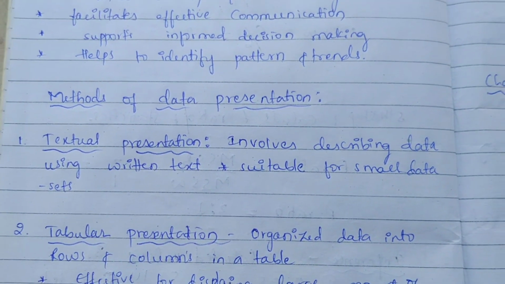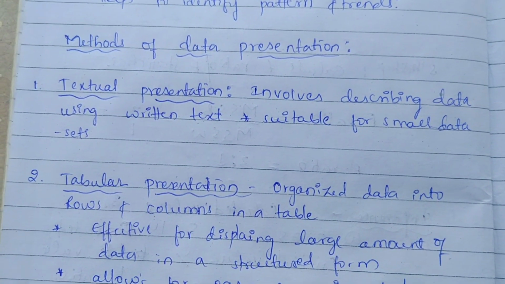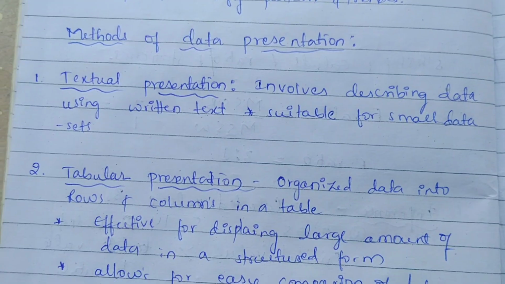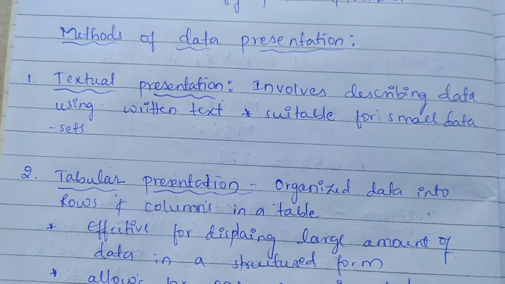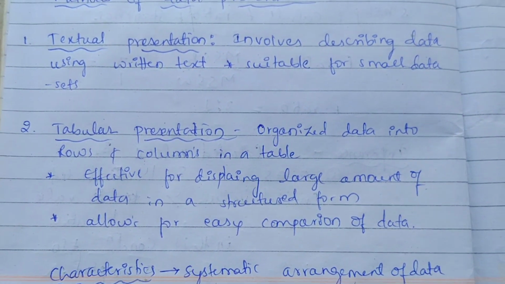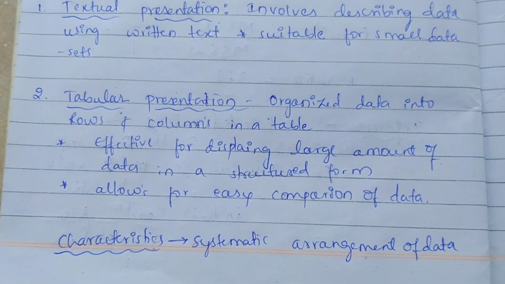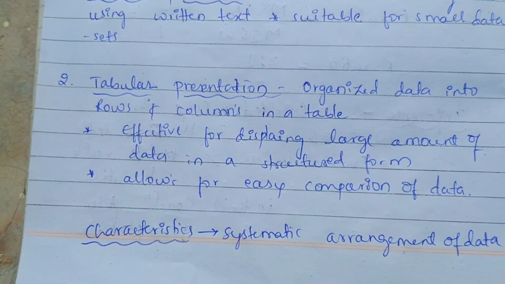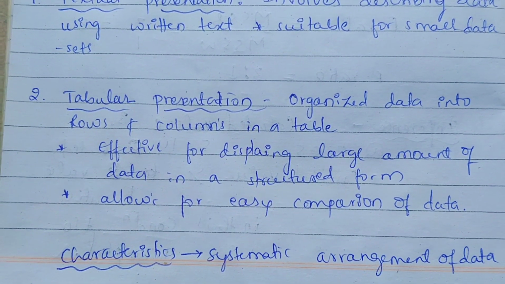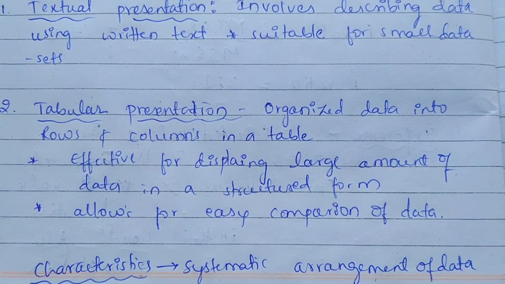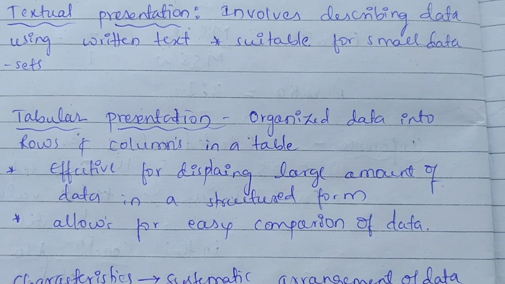Firstly, we'll discuss textual presentation. This is the simplest form of presentation of data, which involves describing the data using written text, and it is suitable only for small sets of data. Then tabular presentation organizes data into rows and columns in a table. The types include descriptive, tabular, and continuous data presentation. It is effective for displaying a large amount of data in a structured form and allows easy comparison.